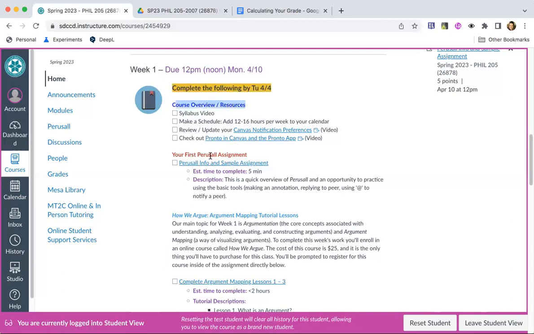Check out all the course overview stuff and resources. Add some time blocks to your calendar. It's really important that you schedule enough time for this class. These accelerated classes go by quickly and writing takes time.